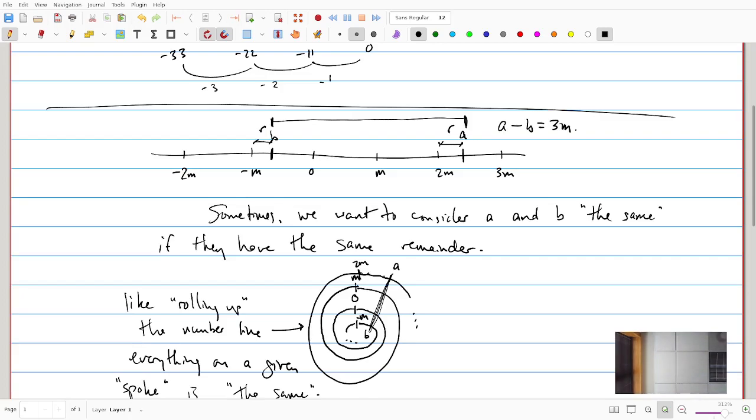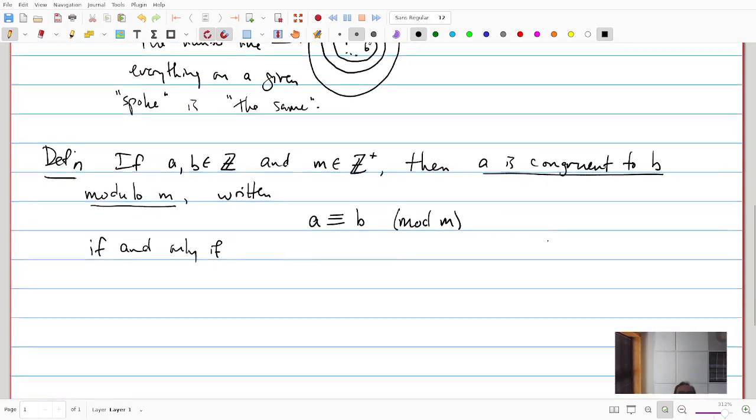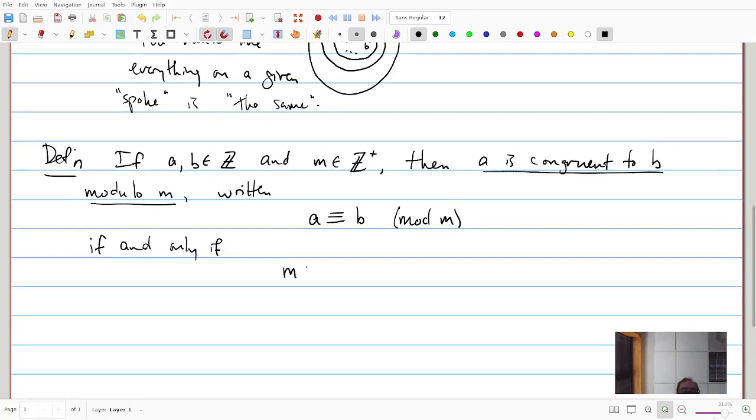And in general, we can see that if I have two things that have the same remainder, they have the same offset from a multiple of m, the distance between them is always going to be exactly some multiple of m. So that's actually a different way that we can define this. We can say, if and only if m divides a minus b. Whatever a minus b is, it is a multiple of m.